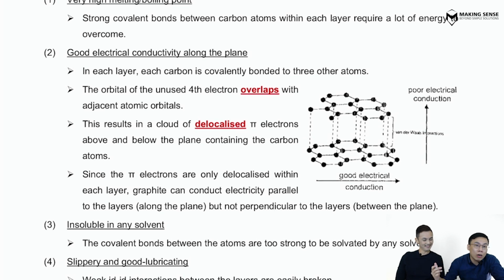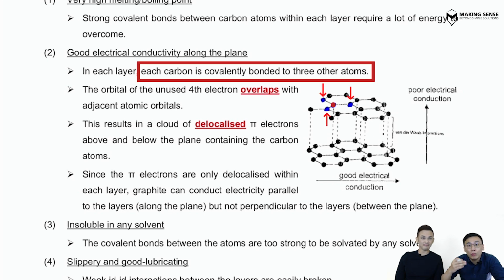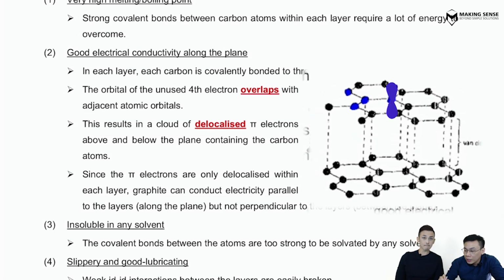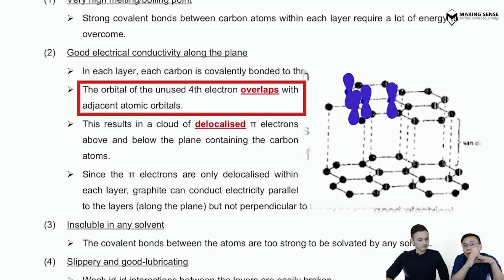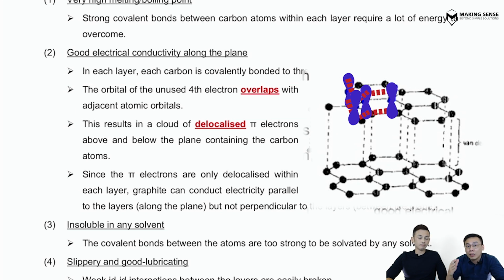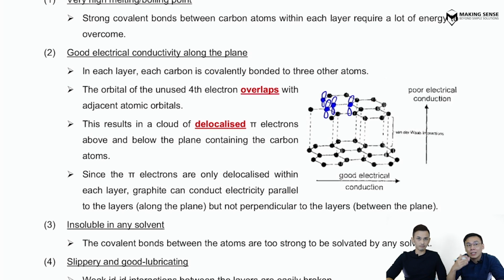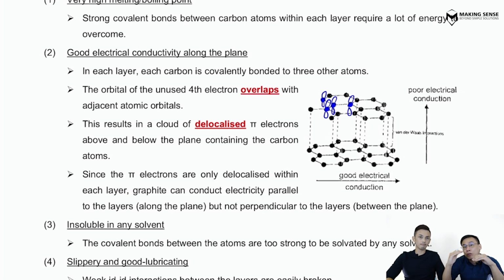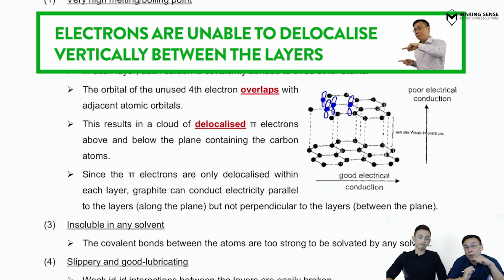In the structure of graphite, each carbon atom is bonded to 3 other carbon atoms, so it will use up 3 of its valence electrons. The last electron that is not used will be in a p orbital. So you must imagine that every single carbon atom has a p orbital that contains an electron. All these p orbitals will overlap with each other, and the electrons will therefore be free to move along the entire layer. We call these delocalized electrons. These delocalized electrons are free to move within the layer, so we say that graphite has good electrical conductivity along the plane. However, these electrons are not allowed to move between the layers. That's an important thing you might want to take note of as well.